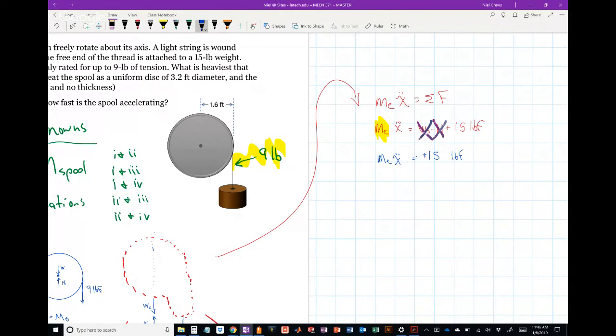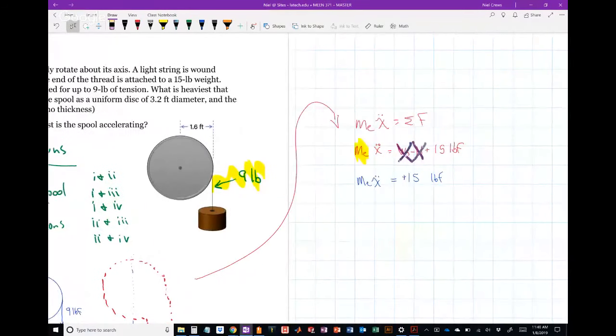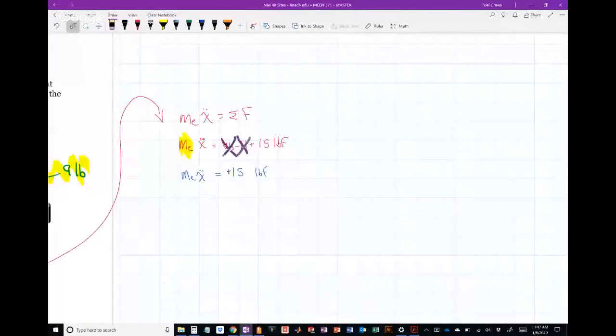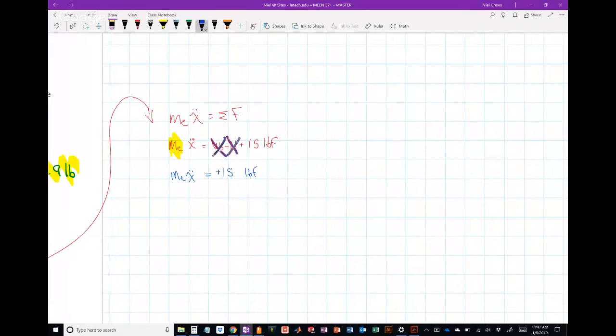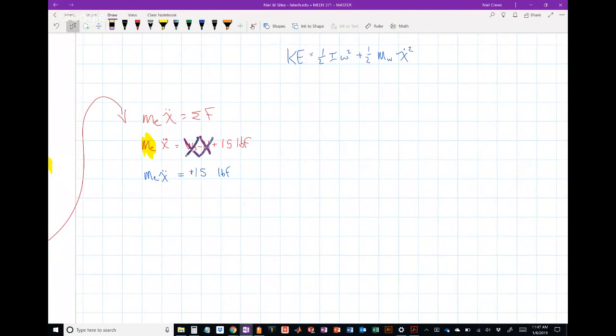Now, this effective mass, we need to get that. I'm going to draw an equation up here so you can see this. The way that we're going to do this is using our kinetic energy formula. Kinetic energy is 1/2 I omega squared plus 1/2 m of the weight x dot squared.